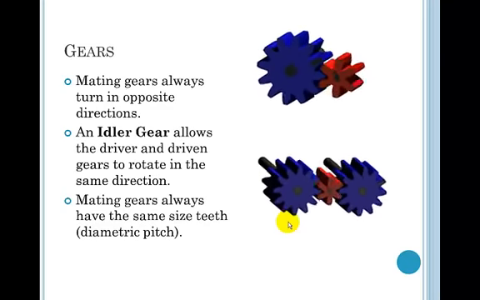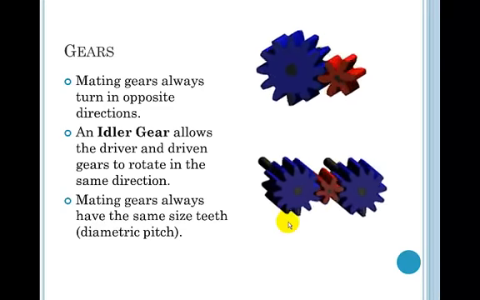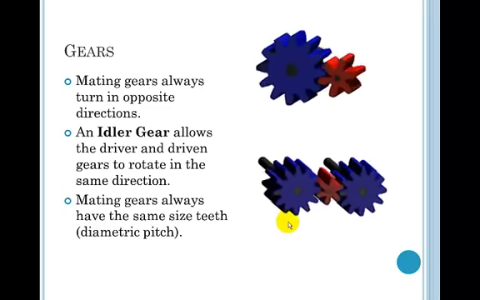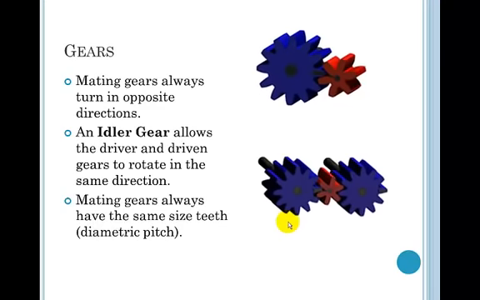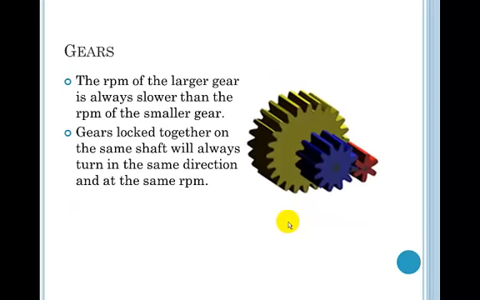If you're going to mesh gears together, they always have the same size teeth, or we say they have the same diametral pitch. Usually instead of teeth we just say pitch. They have the same size teeth, we say they have the same pitch on the teeth.